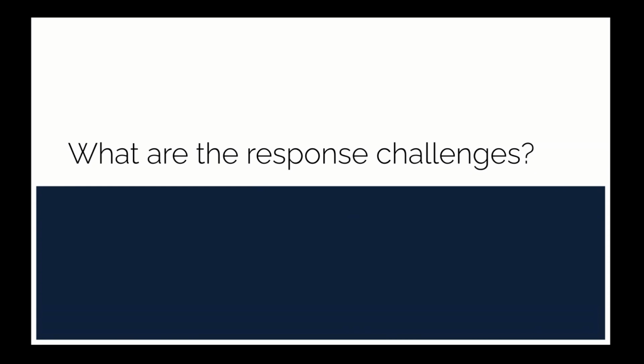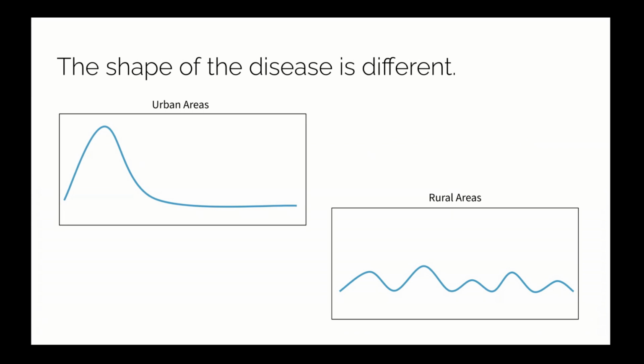Okay, let's go on to the next section. So what are the response challenges? In particular, we're going to focus on rural communities. Again, I think much of the attention, research, and media coverage has been focused on the response in urban communities. And so there's some things that we feel like are worth highlighting about those challenges and how they're unique within rural communities. So the first thing that we see is the shape of the disease is different.